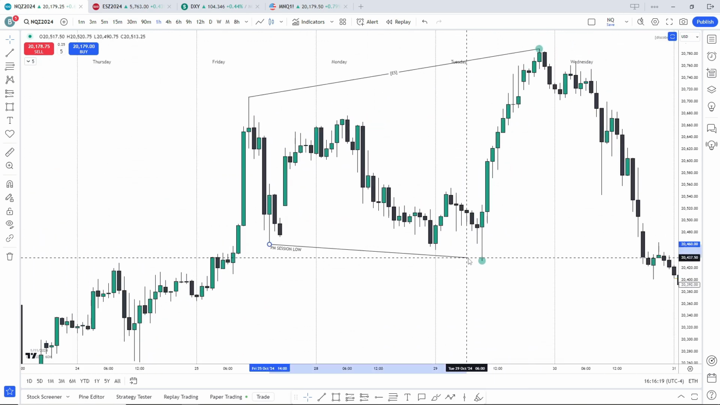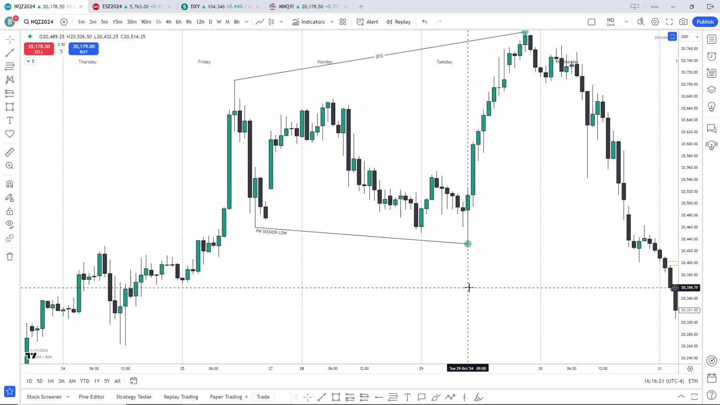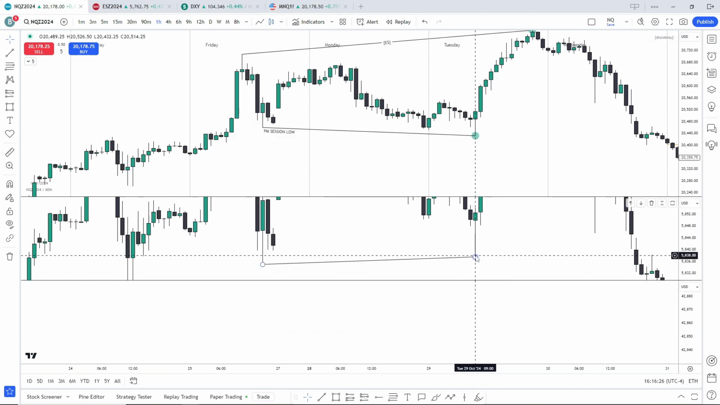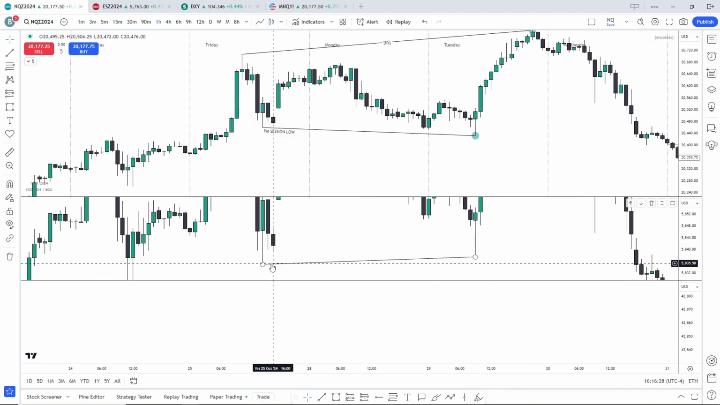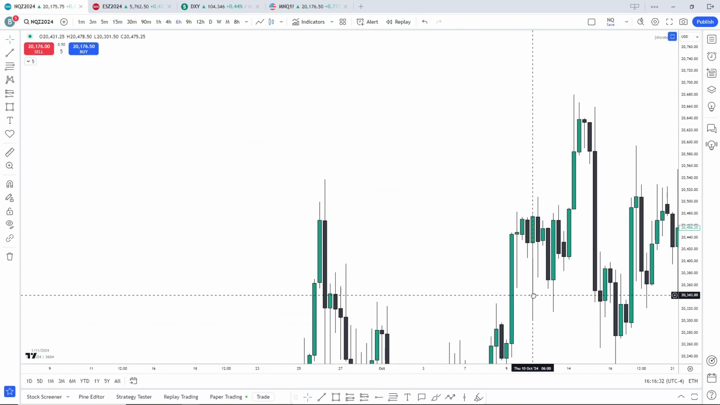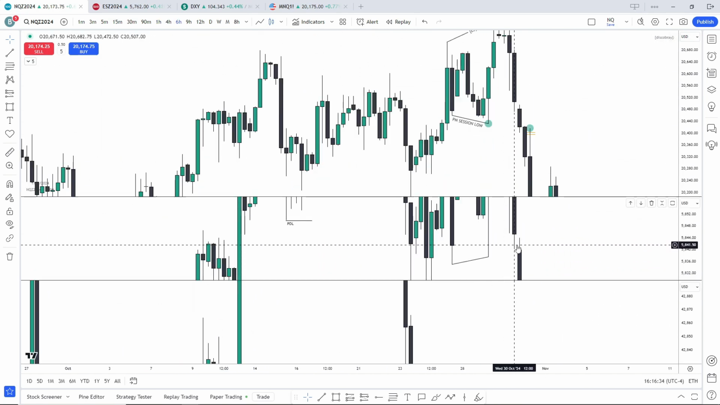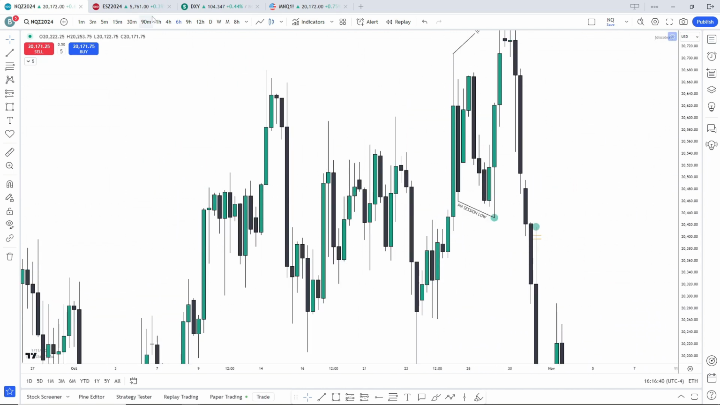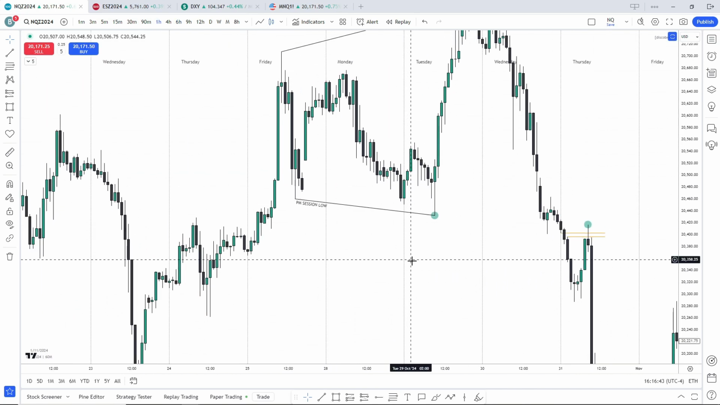Right, so we got that SMT with PM session low, 9 a.m. You could see the SMT on the hourly. So this will be external range liquidity SMT. I wouldn't consider it internal range liquidity SMT, but the external range is still there on the hourly.